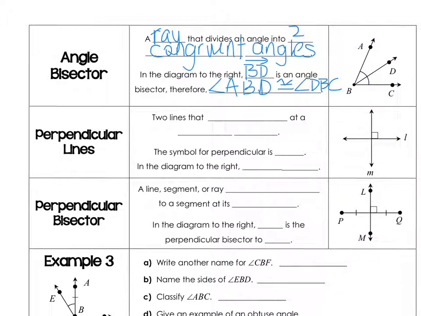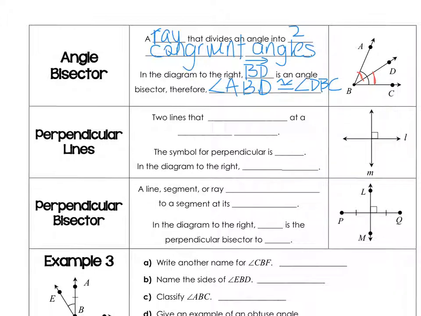And we like to mark that with two of those congruence markings that aren't side by side, so it doesn't look like it's all together. Okay?